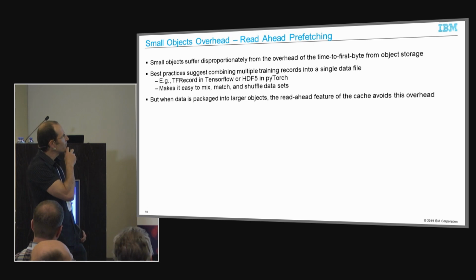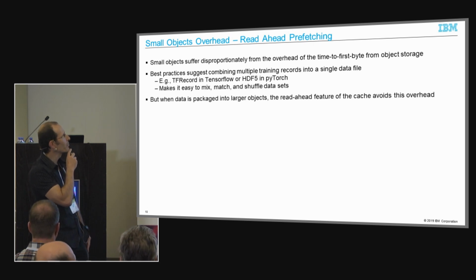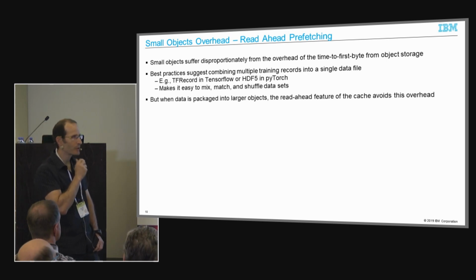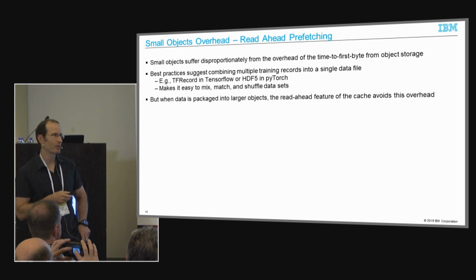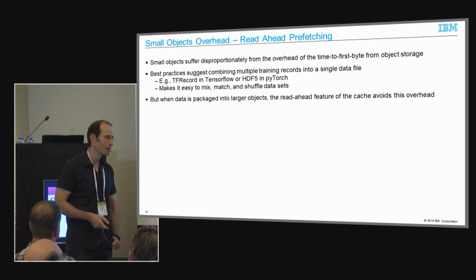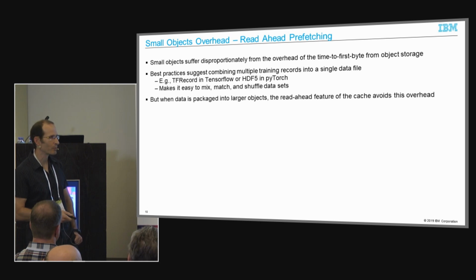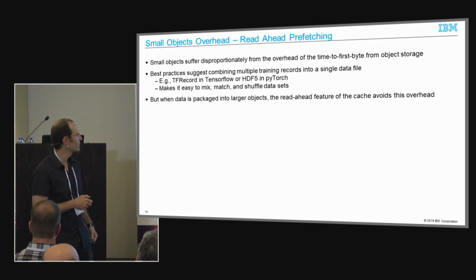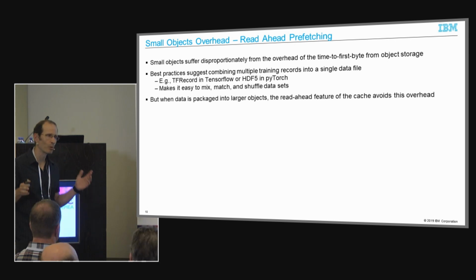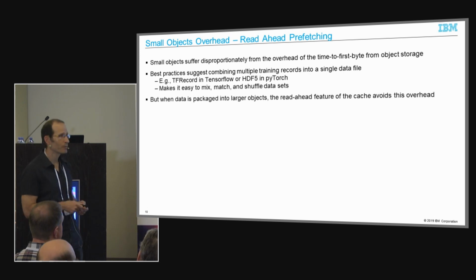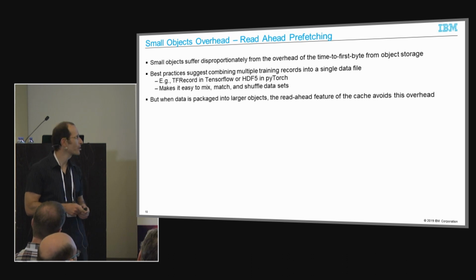So one thing that we also struggled with is how to handle small objects. The overheads for reading smaller objects is actually higher than reading larger objects, just because the cost of reaching the first byte is more pronounced with smaller objects. So we didn't fully solve it here. We basically recommended to our customers to go and combine their data sets, combine multiple records into a single large file, which is actually the best practice for TensorFlow and other machine learning frameworks.